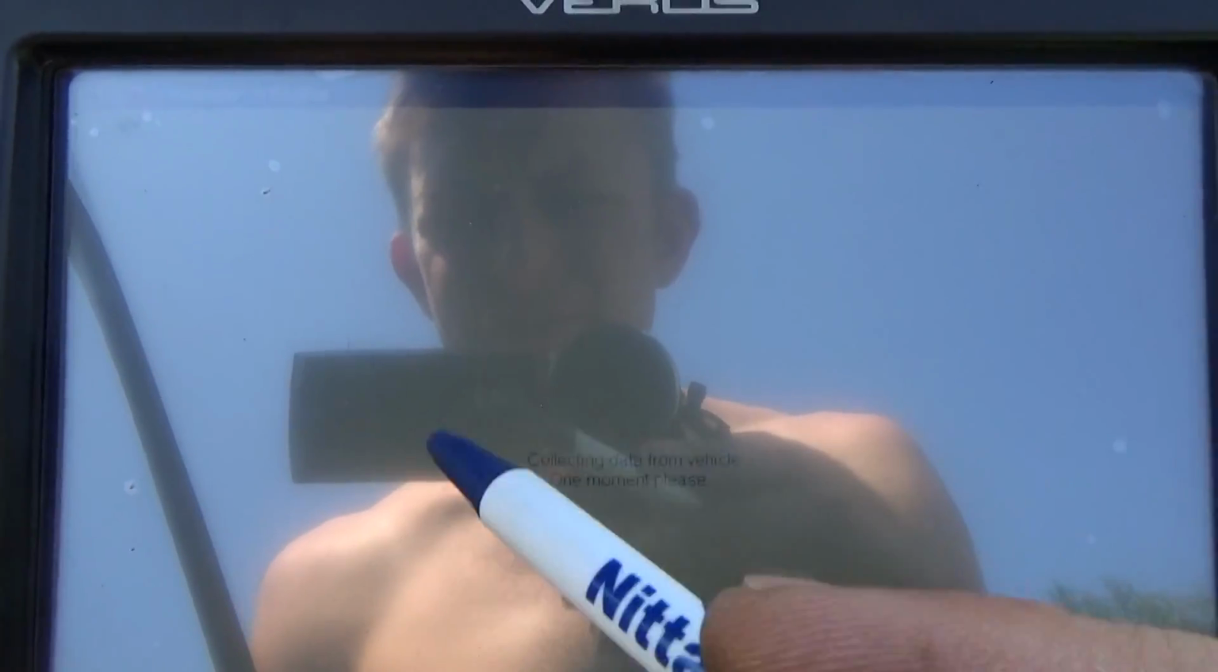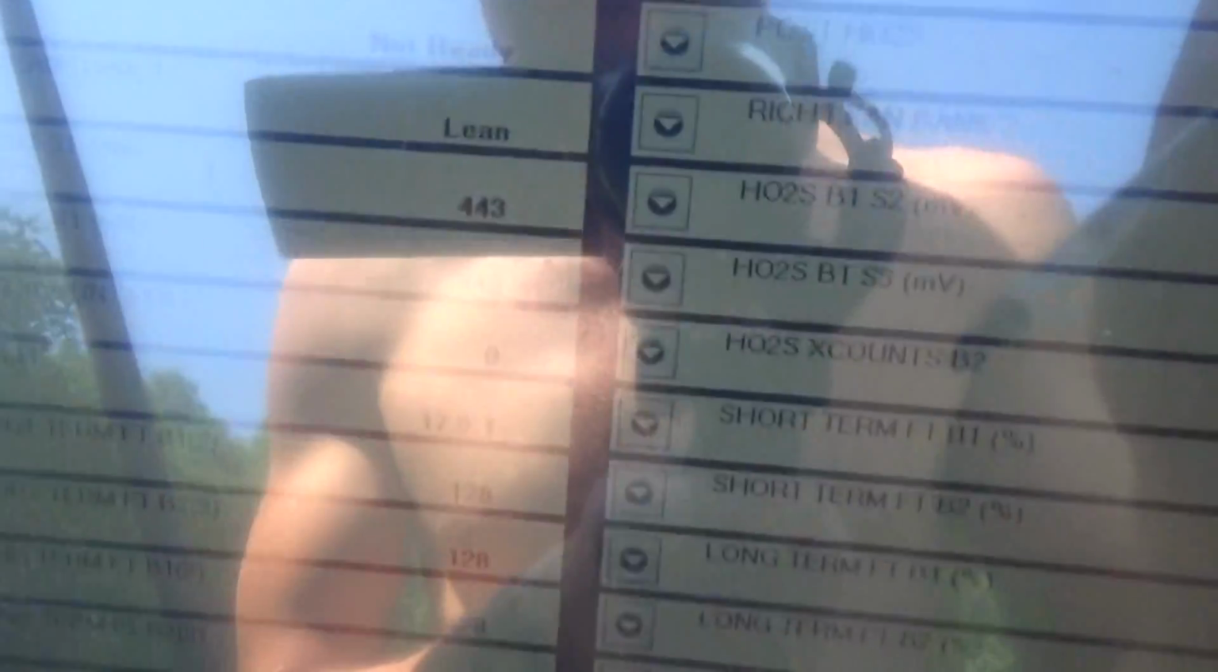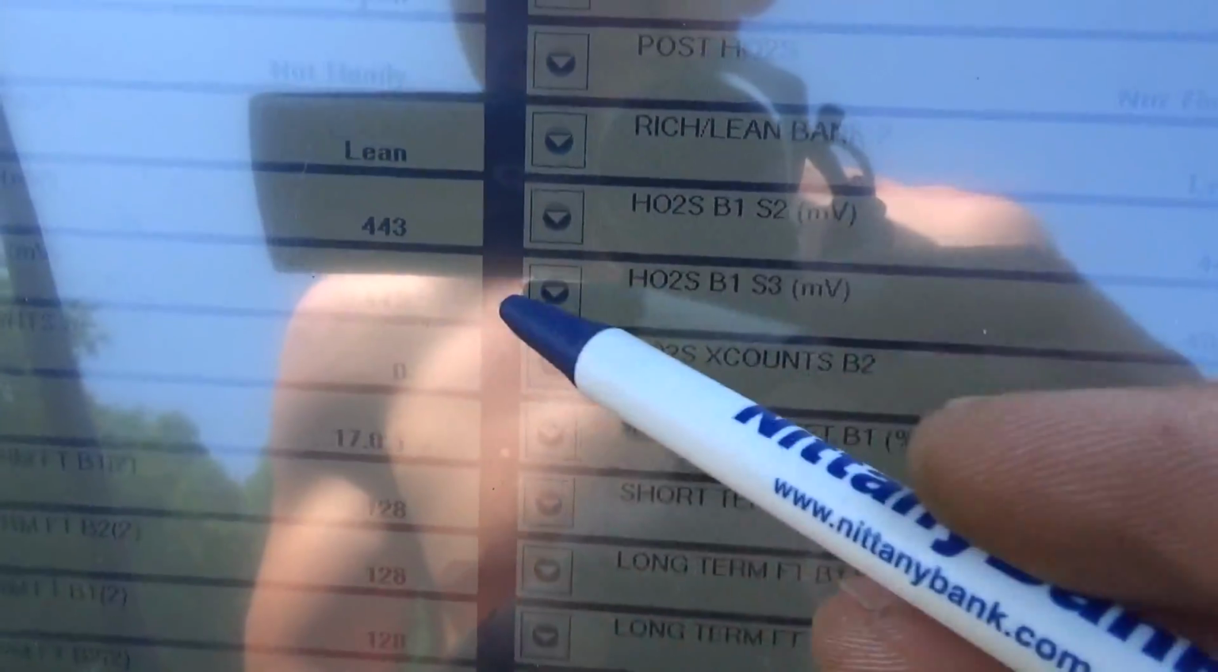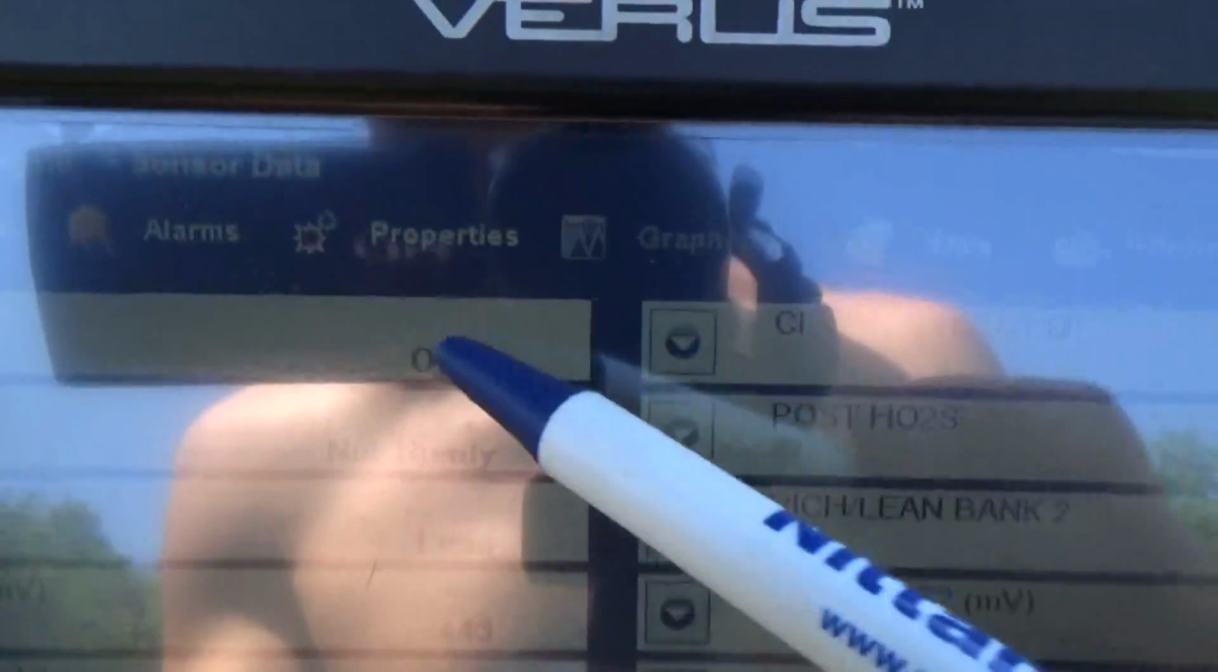So I'll just show you briefly on the oxygen sensors. Right there we have 4 oxygen sensors. They're showing 440 millivolts, and loop status is open. You can run the truck all day long here.